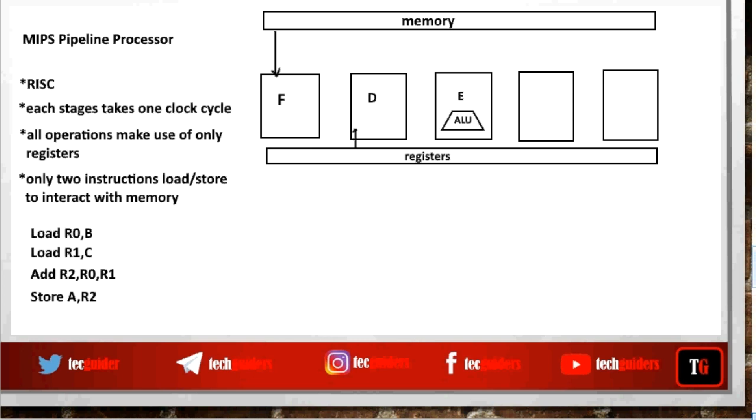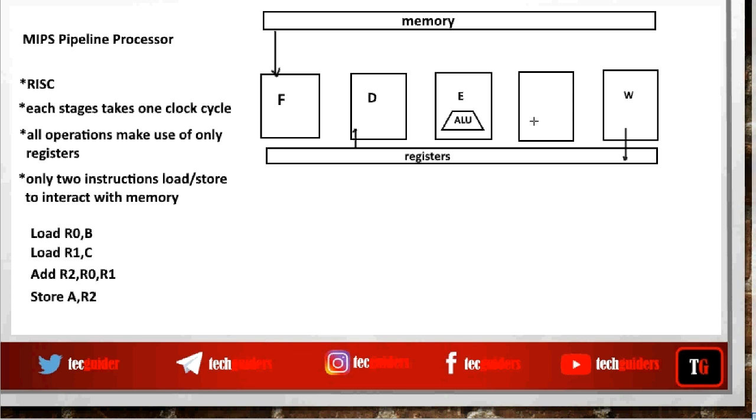Next is the execute unit. It makes use of the ALU to perform the ALU operations. And the result is written back to the registers at the write back unit. Here we are not writing it to the memory, we are writing the result to the register. So all the operations make use of only the registers, hence they will make use of these 4 stages. The instruction will be fetched, decoded, operands are loaded from the registers, executed, and the result is also written back to the registers.